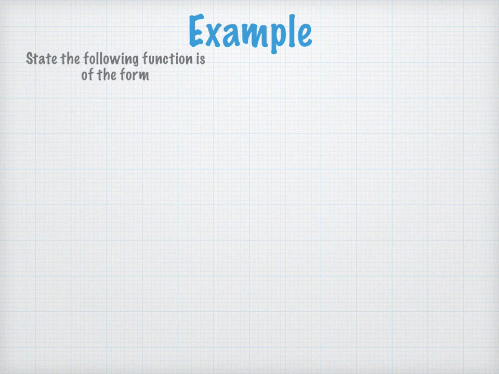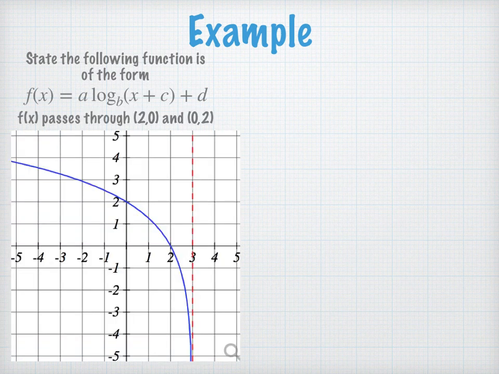Let's try one more example. Again, we're working with a function of the form a times log base b of x plus c plus d. Our function passes through (2, 0) and (0, 2). Now, as we're looking at this graph, the first thing that we look at is whether our function is on the left or the right side of our vertical asymptote. In this case, it's on the left side of our vertical asymptote.